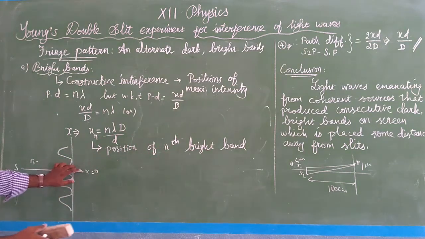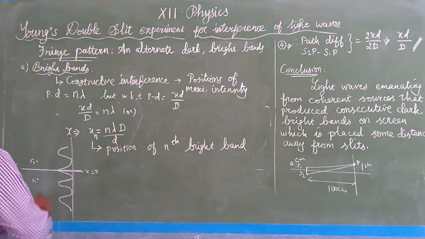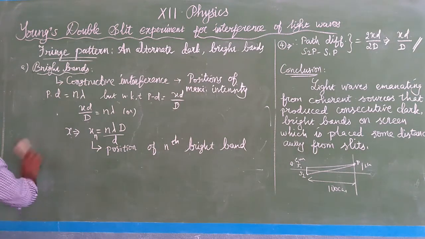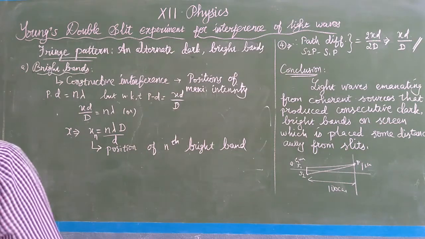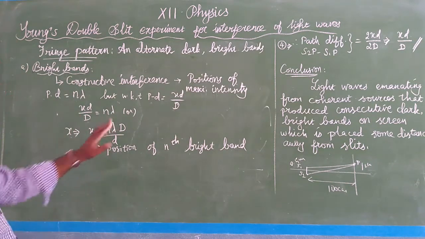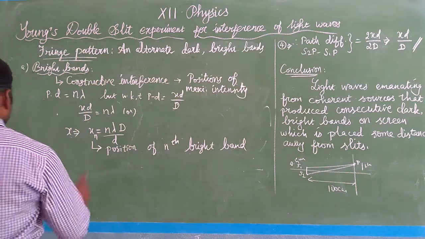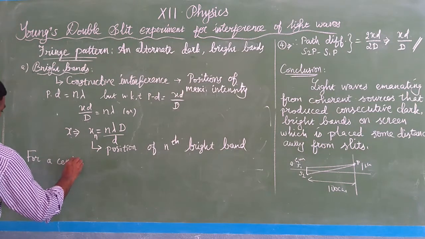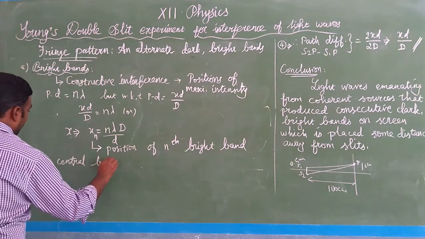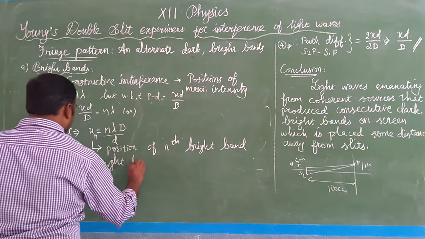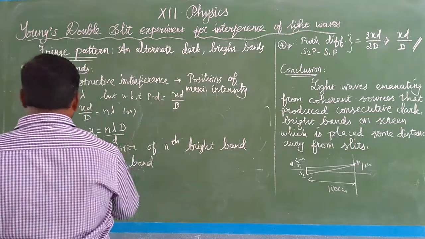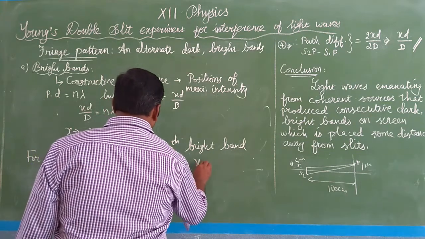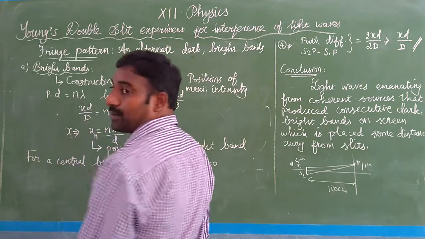So the order keeps changing: first, second, third. For one complete wave, how will it look? We will see the graphical representations in the upcoming topics. Okay, so this equation gives the position of the nth bright band. For a central bright band, n is equal to 0. Therefore xn is also 0. Okay.